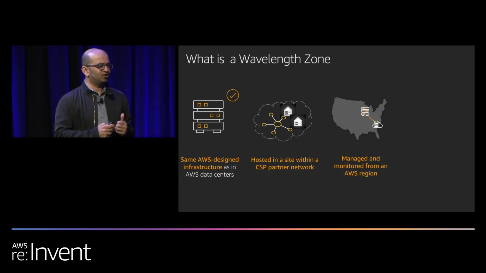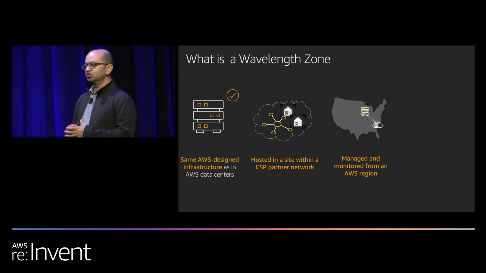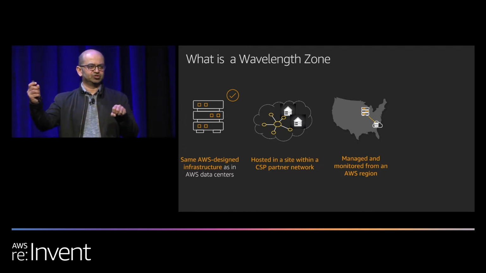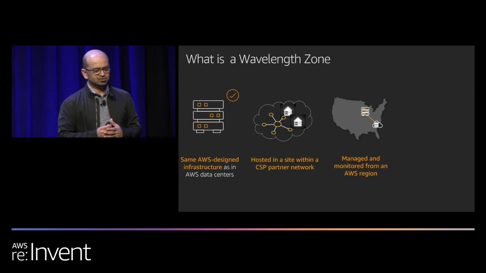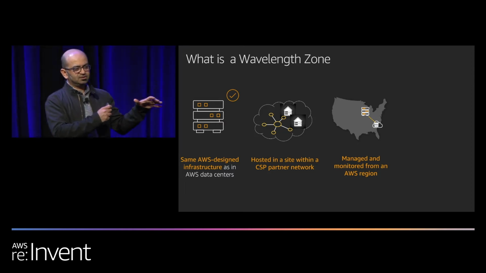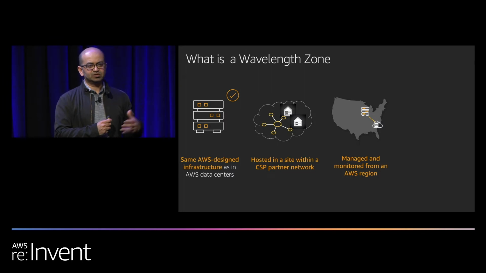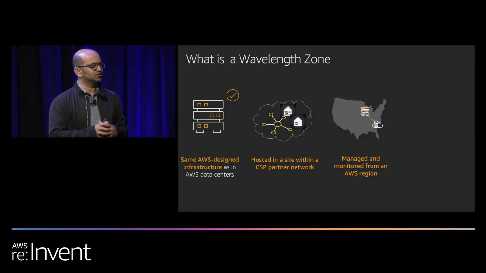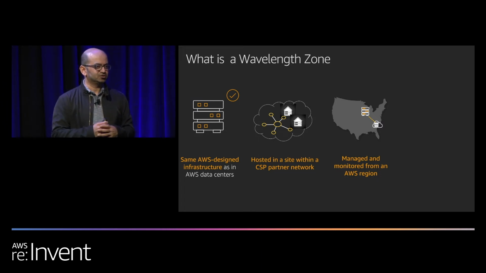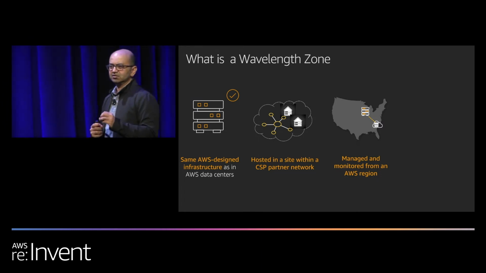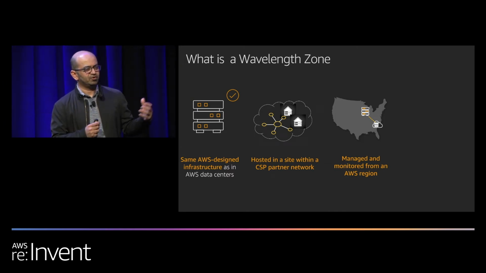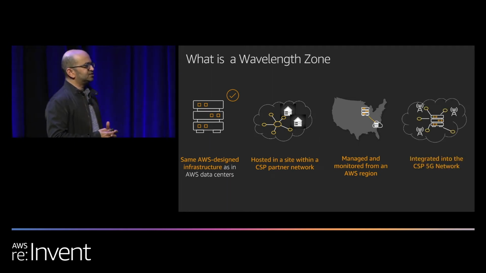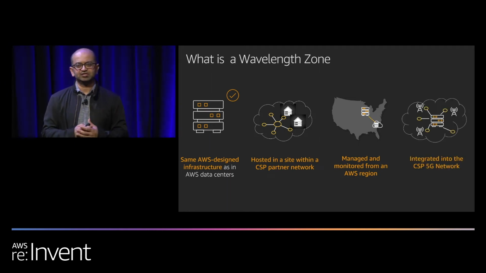Third characteristic of a wavelength zone is the fact that it's managed and monitored from the AWS region. So wavelength zones are tethered to the regions with a link that's used to manage and monitor the infrastructure. The control plane that runs the AWS services and EC2 instances, and some of the other services, also runs in the region. So this is another key defining characteristic of a wavelength zone, which is the fact that we have region connectivity for managing and monitoring.